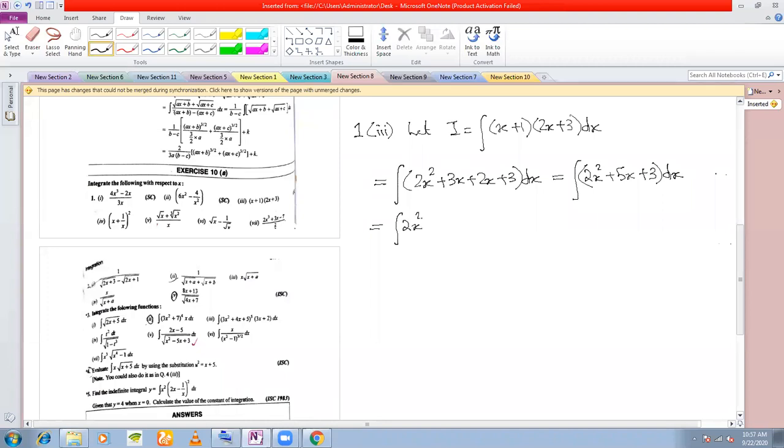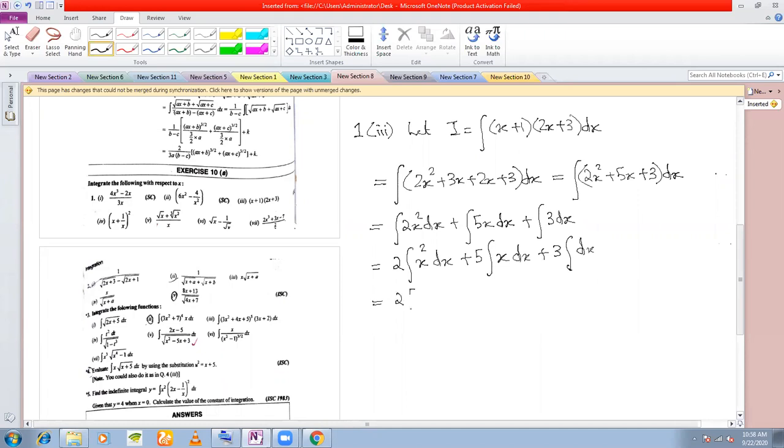Now you separate. Get integral 2x square dx plus integral 5x dx plus integral 3 dx. Now you can take 2 out of the integration, get x squared dx. You can take 5 out of the integration, you get x dx, and you can take 3 out of the integration to get 3 integral dx.